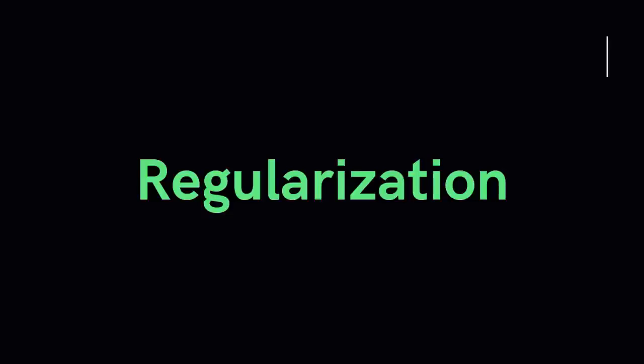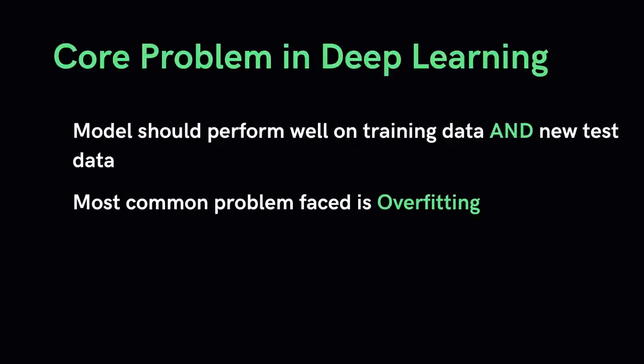A central problem in deep learning is how to make an algorithm that will perform well not just on training data, but also on new inputs. One of the most common challenges you'll face when training models is the problem of overfitting, a situation where your model performs exceptionally well on training data, but not on testing data.